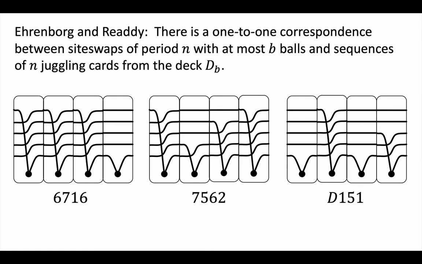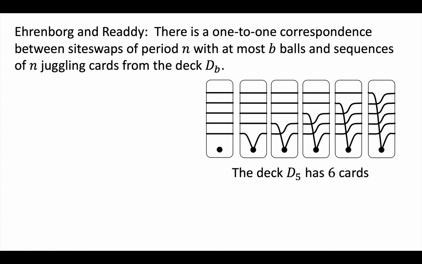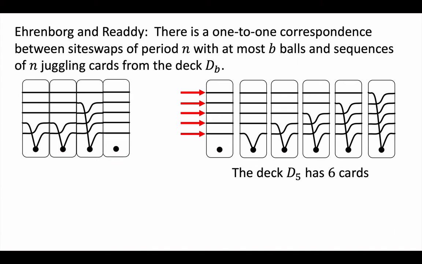We're going to review the deck D sub b in general. Here's the deck D sub 5, which has 6 cards. We know it's D sub 5 because it can represent up to 5 balls being juggled, which we can identify because there are 5 lines moving across these cards. If we take 4 cards from this deck, we'll create a siteswap. Sometimes the siteswap will have all the way up to 5 balls, but in this case, this siteswap is the siteswap A330 or 10330. The average of those values is 4, which means this is only a 4-ball siteswap.